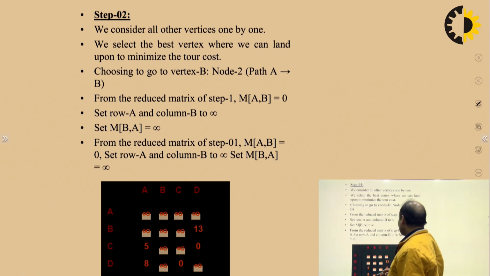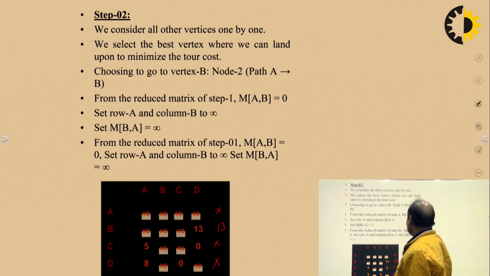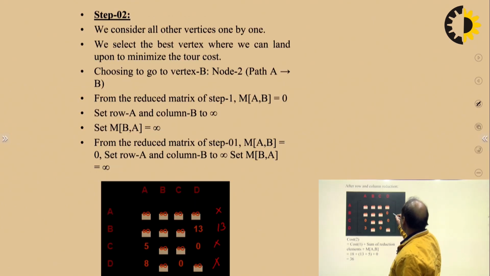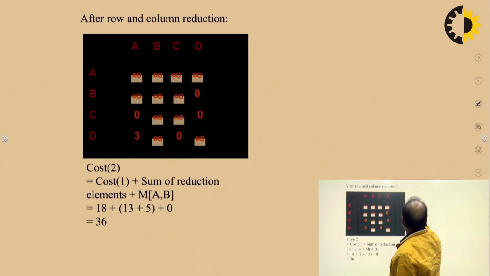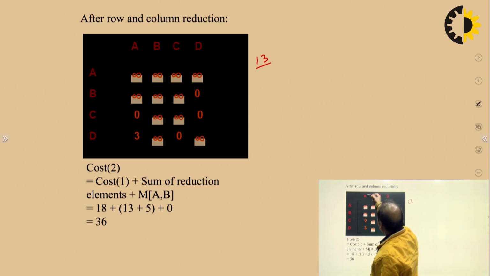So row reduction: this cannot be reduced because everything is infinity. So this row cannot be reduced. Similar, but this row can be reduced. What is minimum? 13. This cannot be reduced. This cannot be reduced. So this is the row reduction. So after this row reduction, this is the answer. So you record this value as 13. After row reduction, you start with the column reduction.